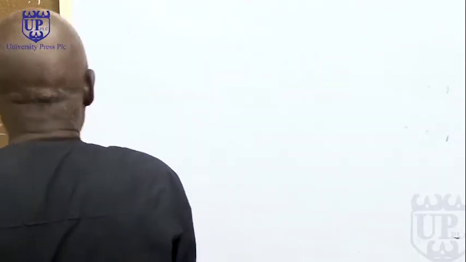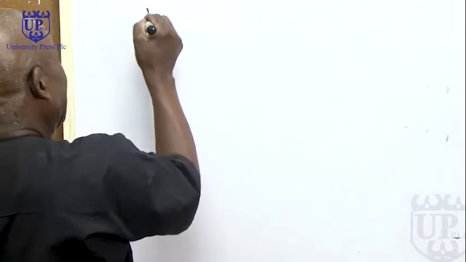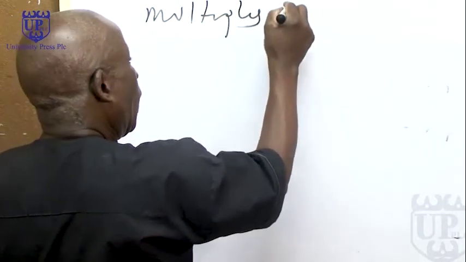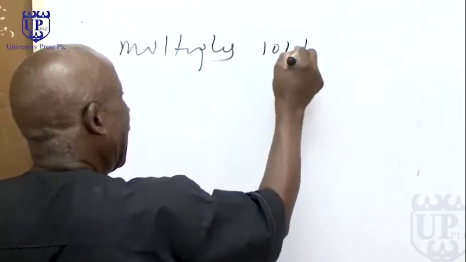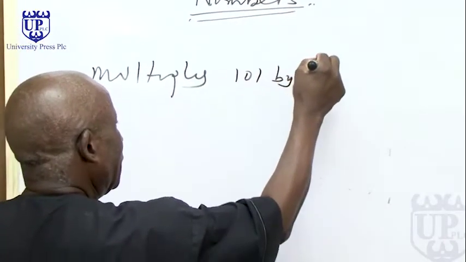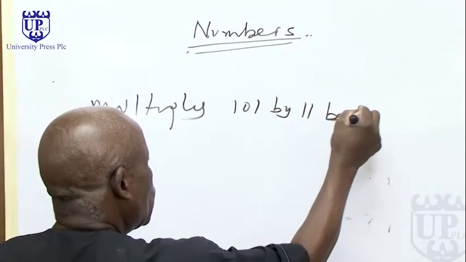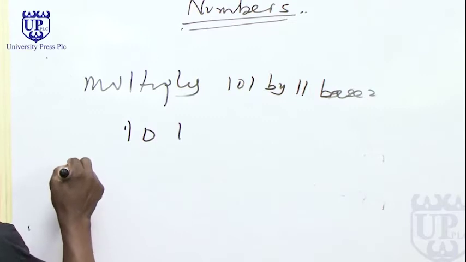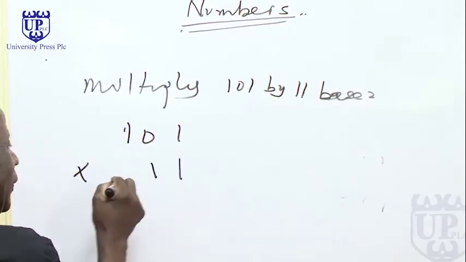Because of our time, let's say we are asked to multiply 101 by 11 base 2. They just write base 2. That is 101 multiplied by 11.